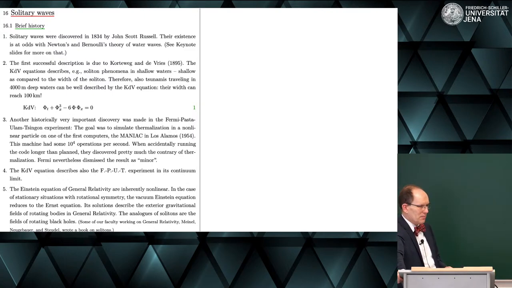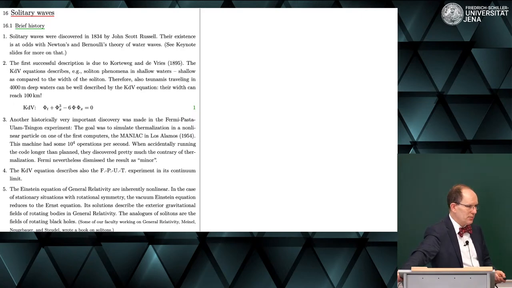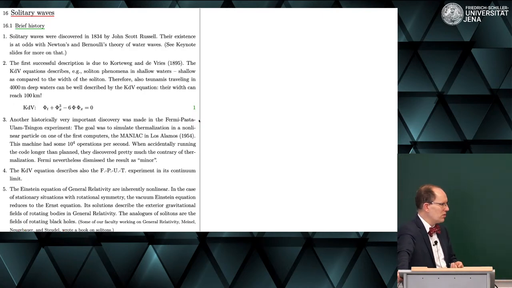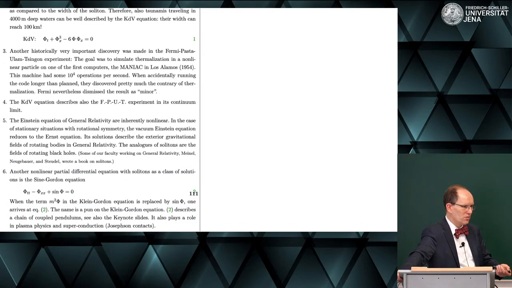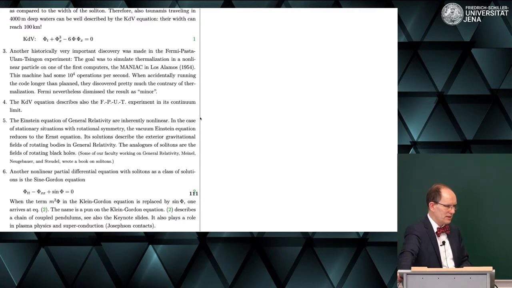So for example, also the Einstein equations, they are inherently nonlinear, and in special cases, solitons are actually a solution. And by the way, some of my colleagues here, so Meinel is still active, Neugebauer has retired, Steudel also, right? So they actually wrote a book on solitons. All three scientists in the field of relativity.